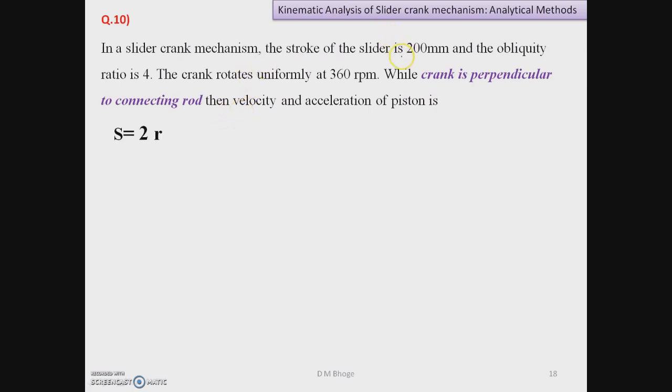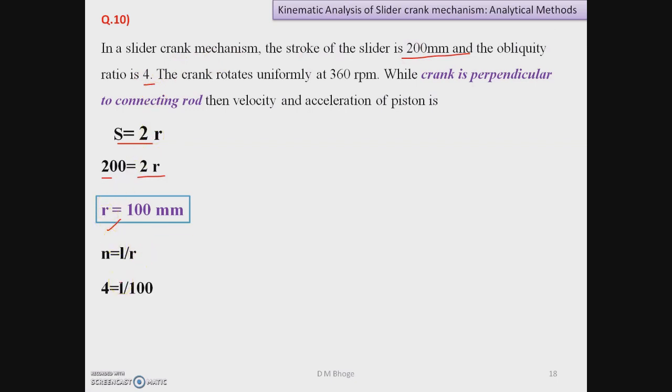Now, stroke length is given as 200 millimeters, which equals 2 times the crank length. So 200 equals 2 into R. So we get crank length R equals 100 millimeters. Obliquity ratio is 4, so N equals 4, which equals L by R. So from this, we get the length of connecting rod L, which is 400 millimeters.